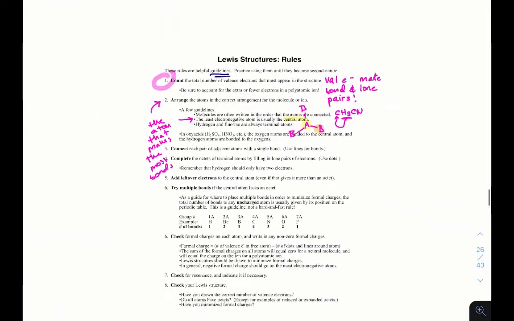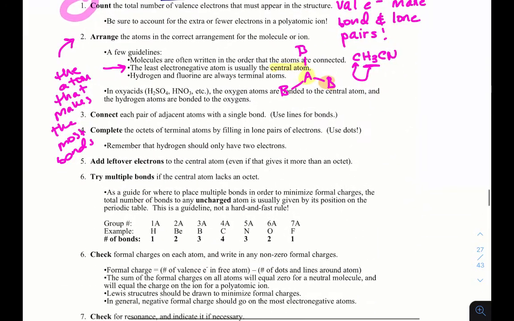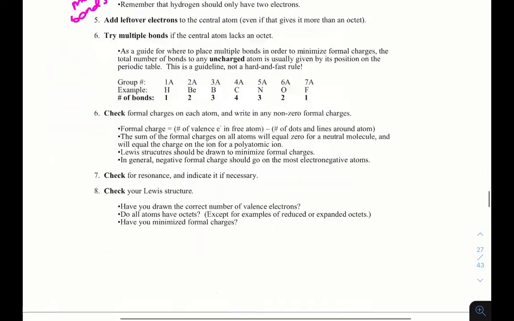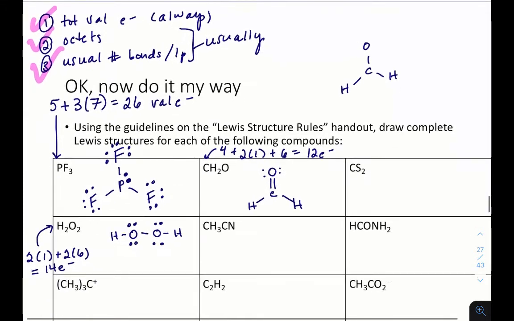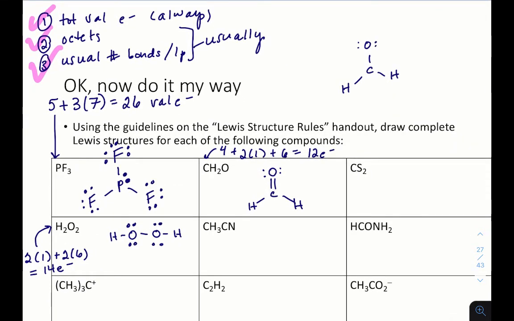Now, after we drew the atoms in the proper arrangement, step 2, we connected each pair of adjacent atoms with a single bond. We need to complete the octets of terminal atoms. So we'll do that. Oxygen was the terminal atom, and if we complete its octet, that requires 6 electrons. Now when we get here, we stop and count, and we have 2, 4, 6, 8, 10, 12 electrons. And that's it for this structure. There are no more electrons. I know that from our initial count. And I can see carbon doesn't have an octet yet, and it's not making its usual number of bonds. It needs 1 more bond, right?